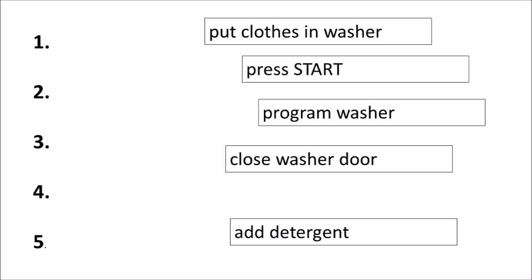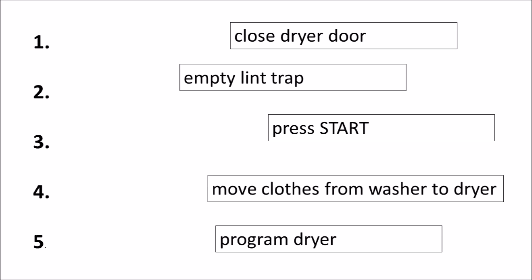You could also add pictures if students are having trouble with reading the words. And the same goes for the dryer. Trying to move your clothes from washer to dryer first, empty the lint trap, close the dryer door, all the steps in this multi-step process.